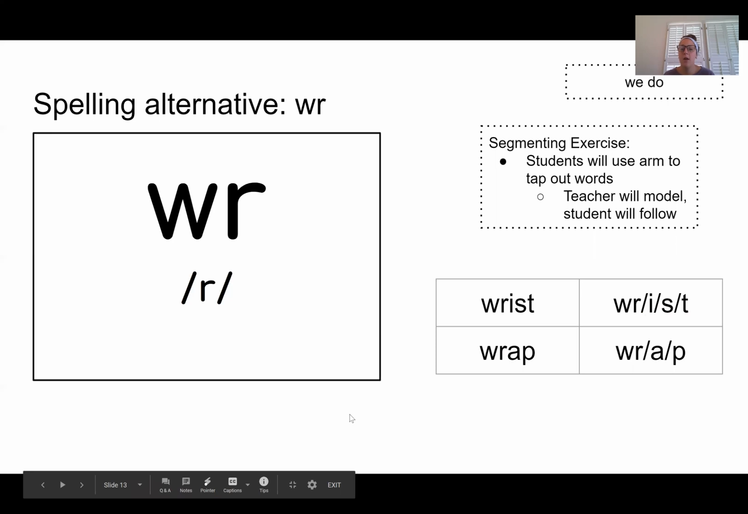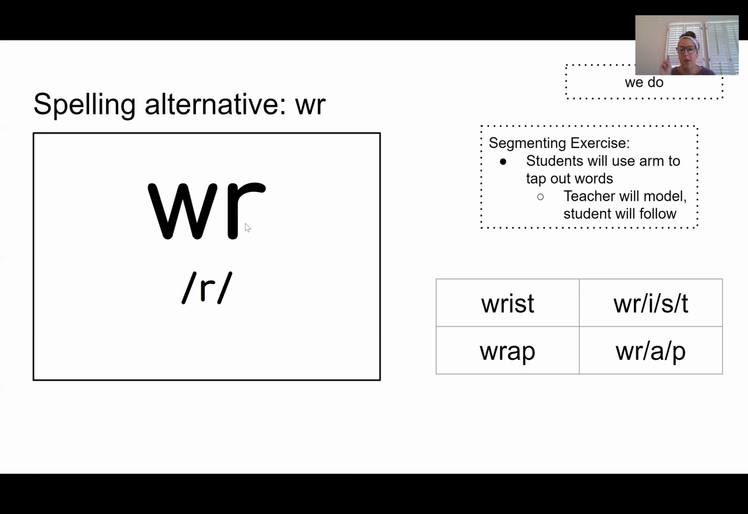Okay, now that we know that WR is 2 letters going together to make one sound, R, we're gonna read some words. Same thing, I'm gonna read the word by tapping on my arm. You're gonna watch me. The second time we'll do it together. Arms out, up, watch me first. The word is wrist. R-I-S-T, wrist.